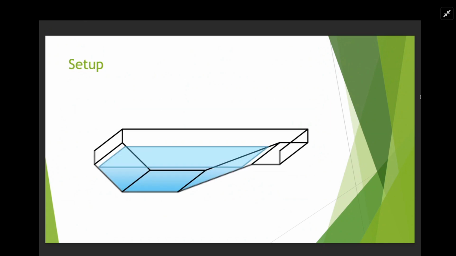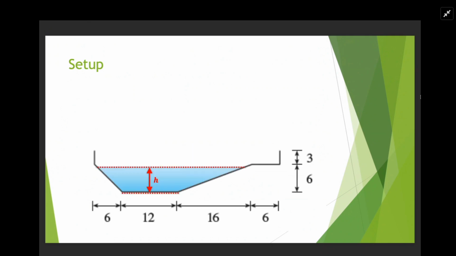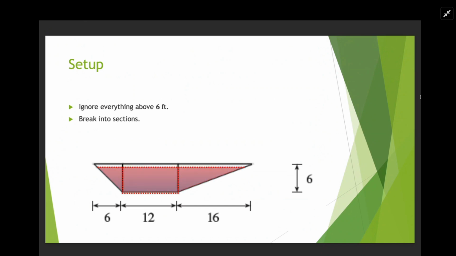Let's set up a formula for volume in terms of height. We already know the width of the pool and the water is 20 feet, so we just need the area of the water, A. Now, since the height is 5 feet, we can ignore everything above the 6-foot mark. And now we have a trapezoidal area that we can break into sections. Let's look at them.